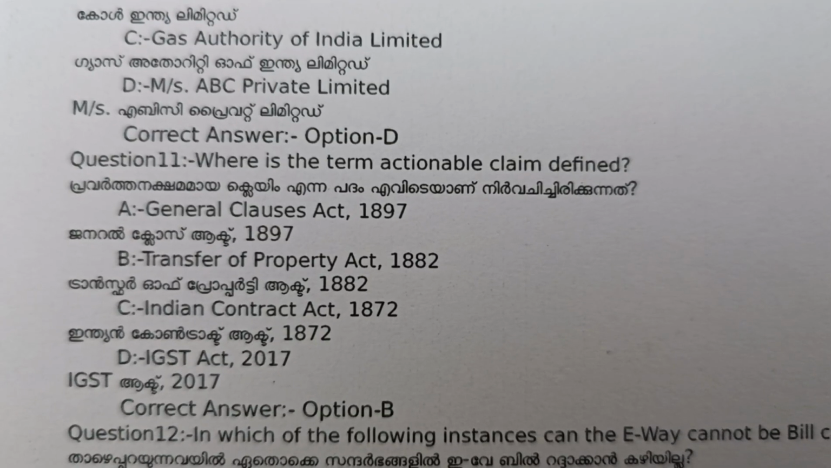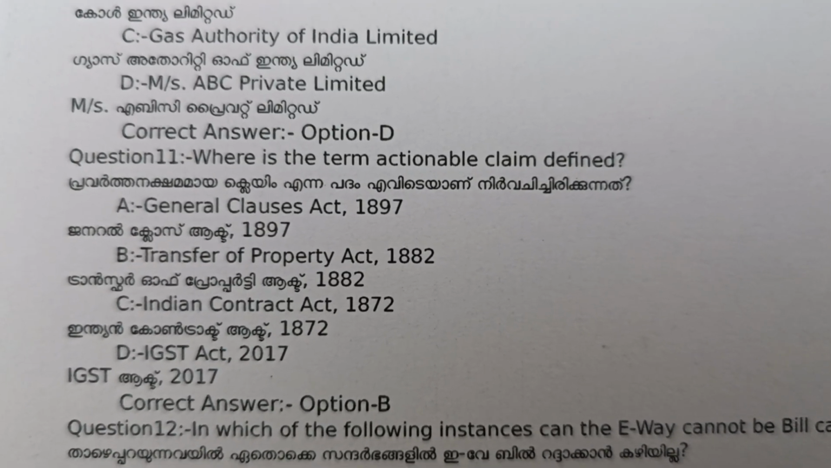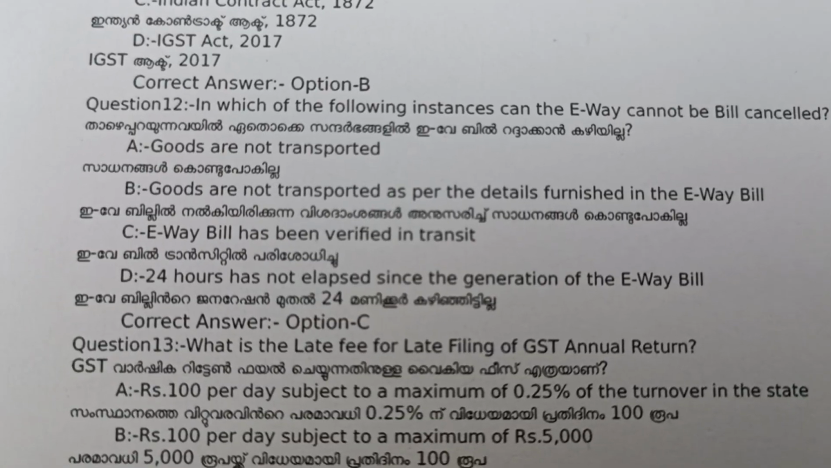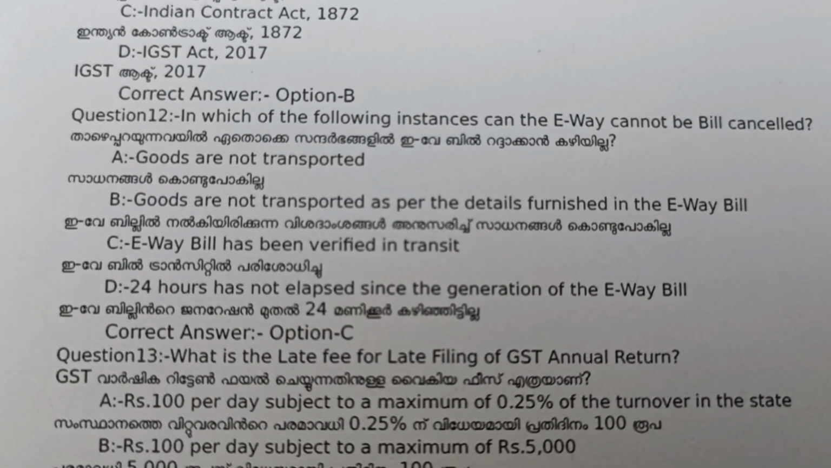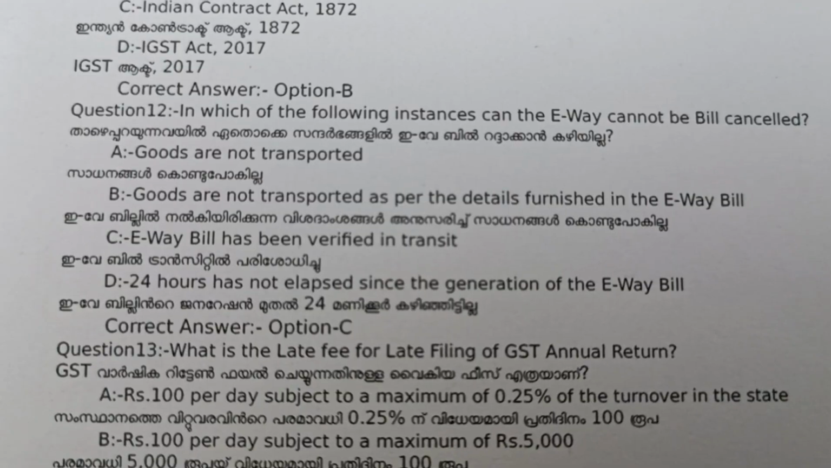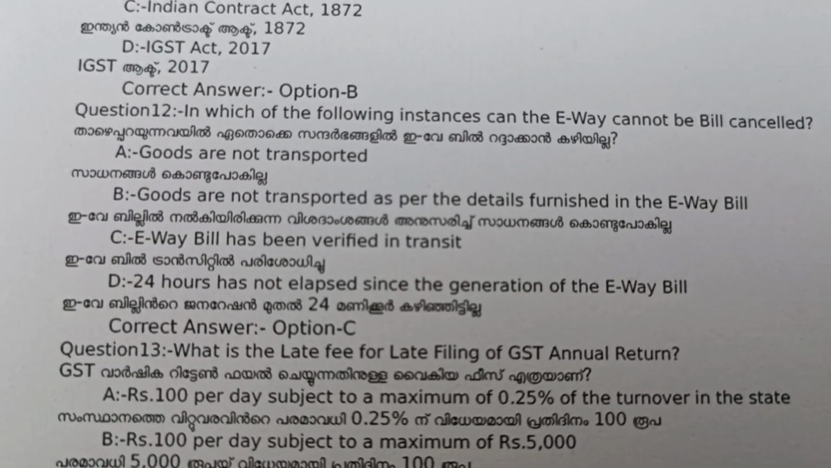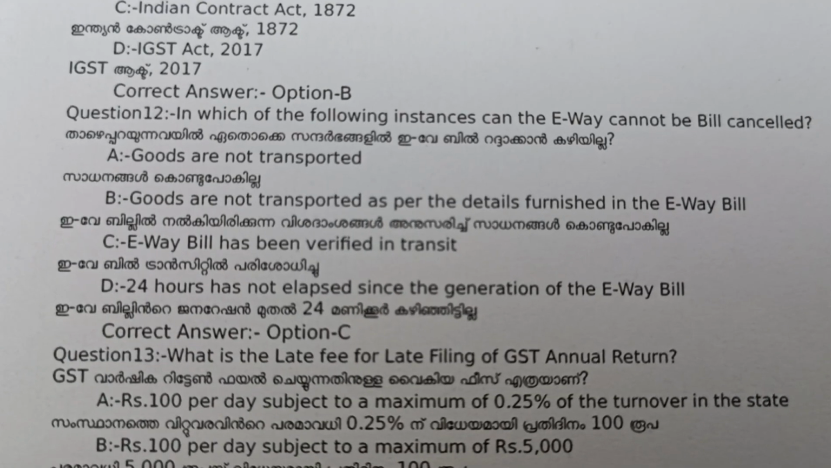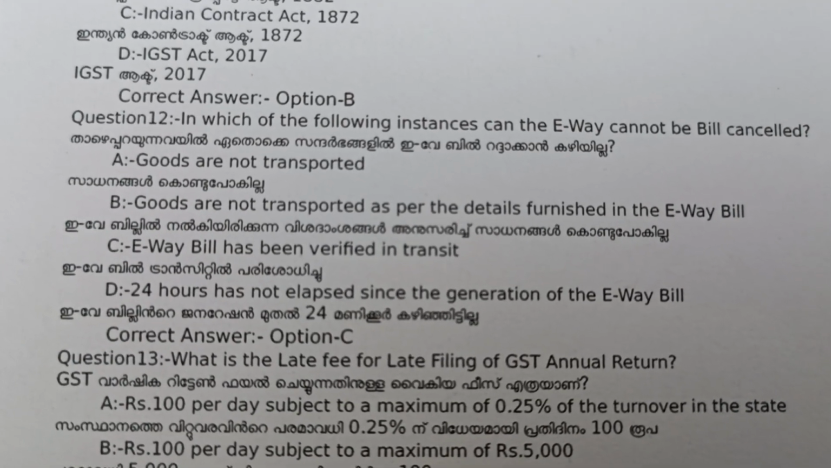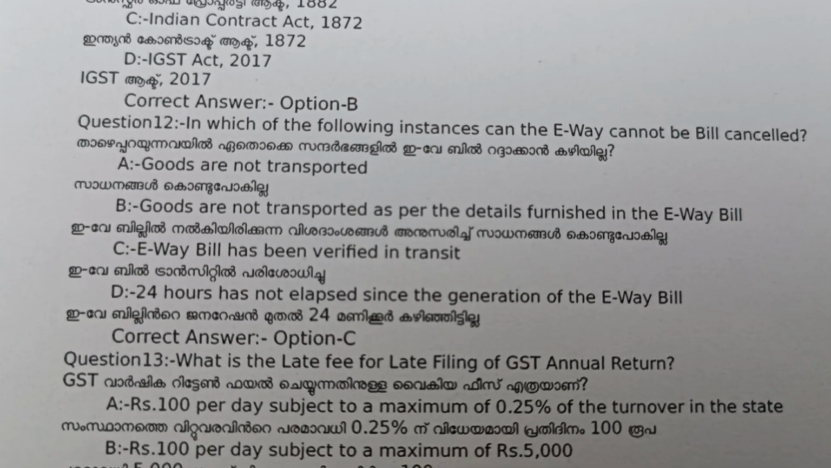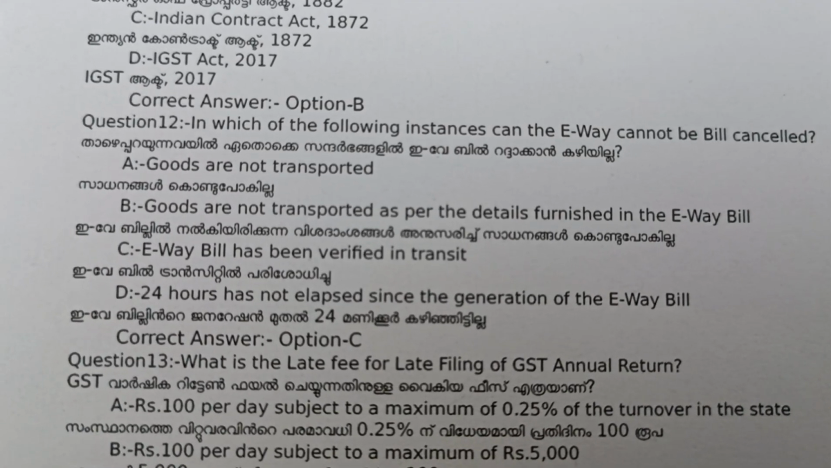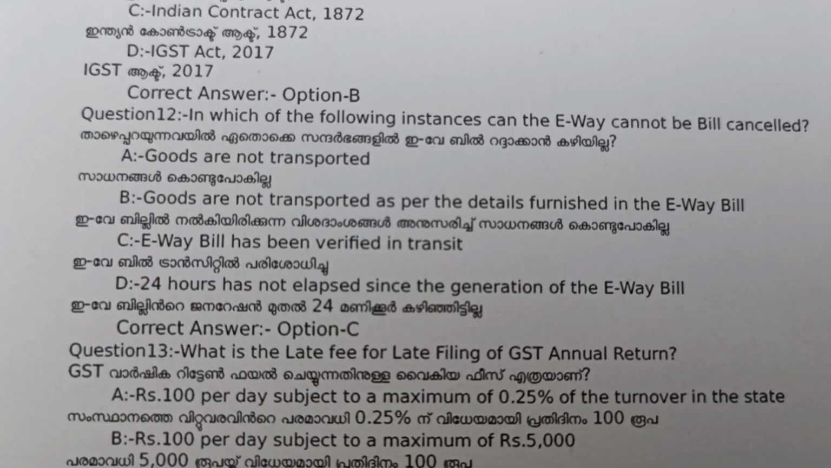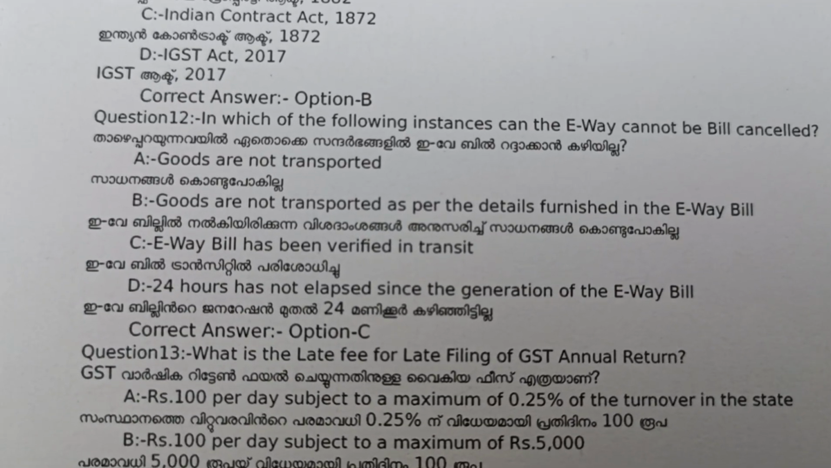Question number 11. Where is the term actionable claim defined? Correct answer option B. Transfer of Property Act 1882. Question number 12. In which of the following instances can the e-way bill not be cancelled? Correct answer option C. E-way bill has been verified in transit.